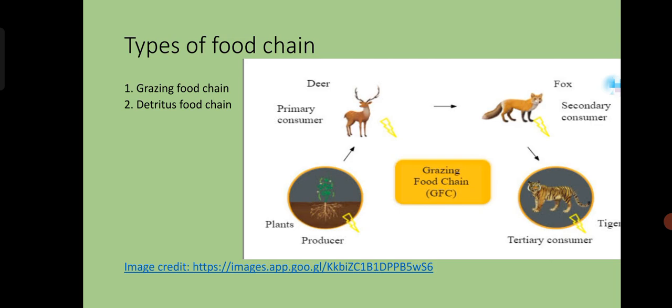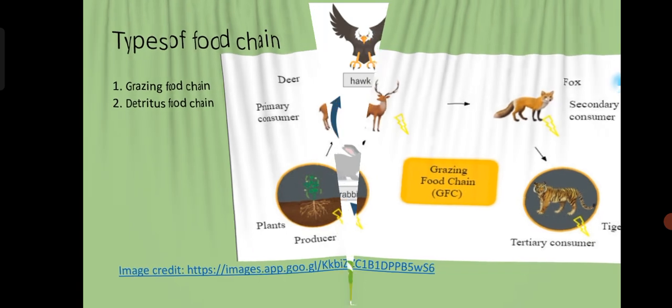Now coming to the next one, that is detritus food chain. A detritus food chain is based on the consumption of detritus or dead organic matter. It starts with the detritivores, that is organisms that feed on detritus, and moves up to carnivores that consume detritivores. This type of food chain is particularly important in ecosystems with high amounts of dead plant and animal matter like forests and wetlands.